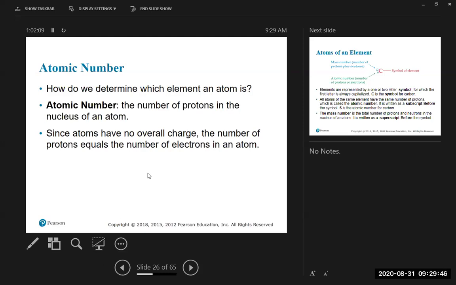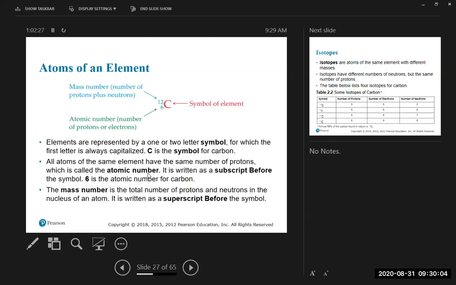So we'll talk about the periodic table here in a few moments. On that periodic table, every element has an atomic number associated with it. That atomic number is telling us how many protons are there. And by association, how many electrons as well.